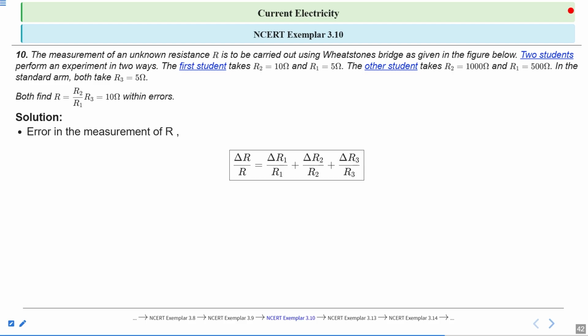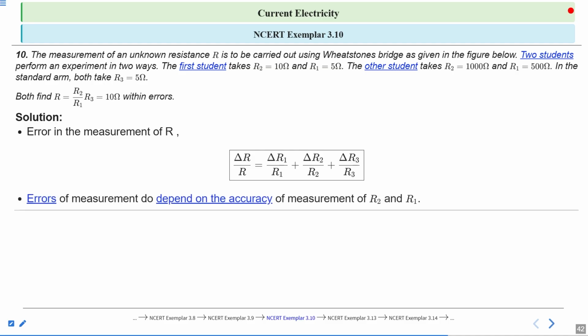According to the formula, R equal to R2 upon R1 into R3, that is given in the question. So for error in measurement, relative errors will get added. Delta R upon R, the relative error in the measurement of R, will be equal to the relative error in the measurement of R1 plus relative error in the measurement of R2 plus relative error in the measurement of R3. So errors of measurement do depend on the accuracy of measurement of R2 and R1.